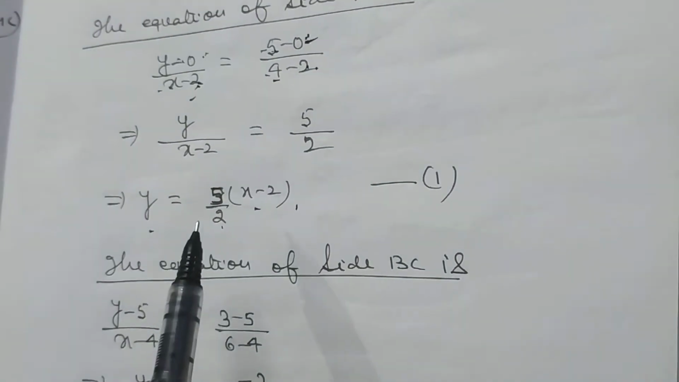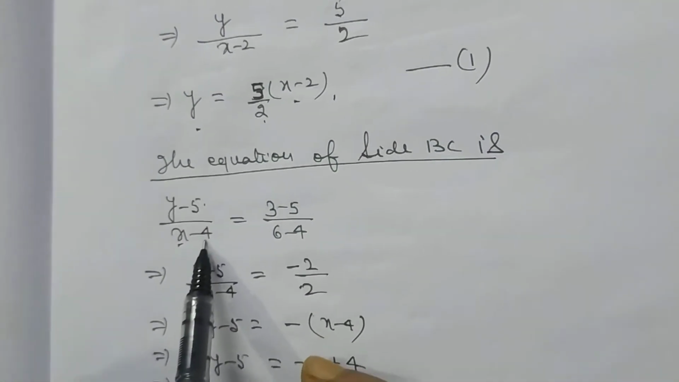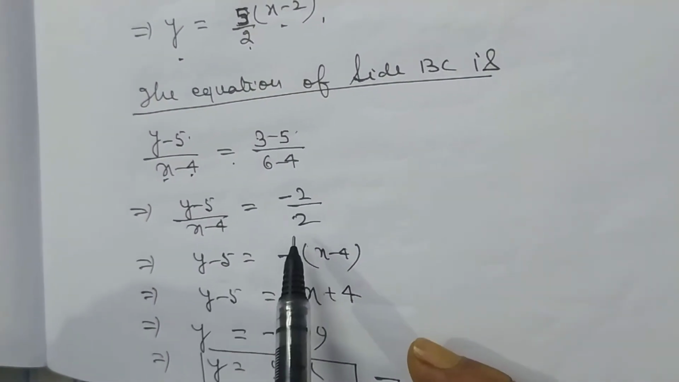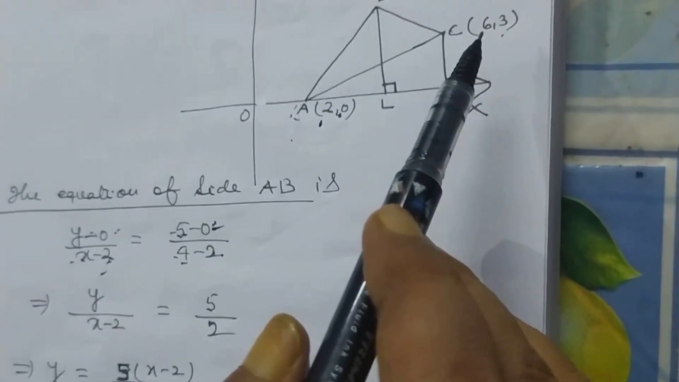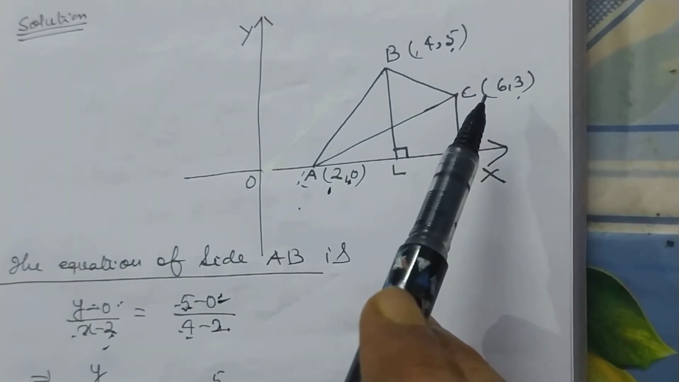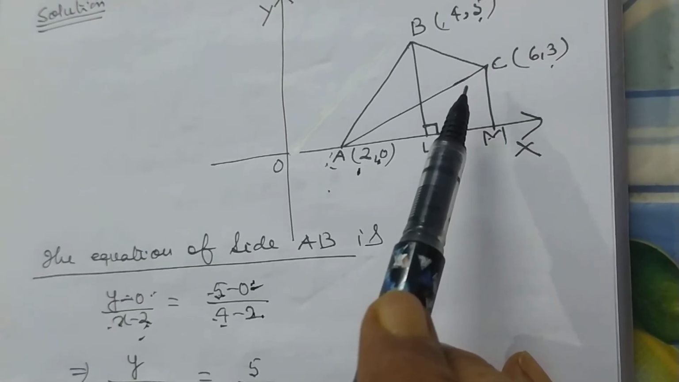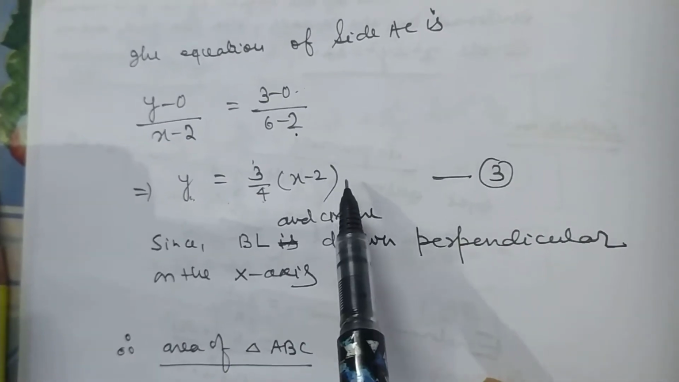The equation of side BC is (y minus 5) by (x minus 4) is equal to (3 minus 5) by (6 minus 4), and after solving, we have y is equal to 9 minus x. Similarly, we can also find the equation of the side AC. So (y minus 0) by (x minus 2) is (3 minus 0) by (6 minus 2), that is y is equal to 3 by 4 into (x minus 2).